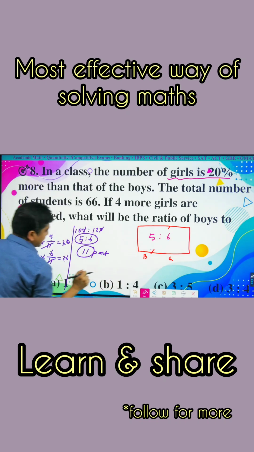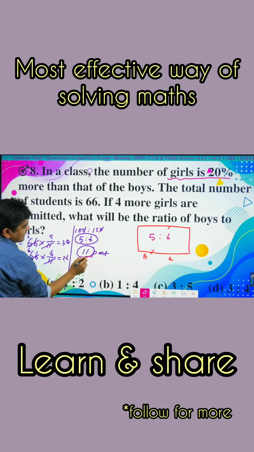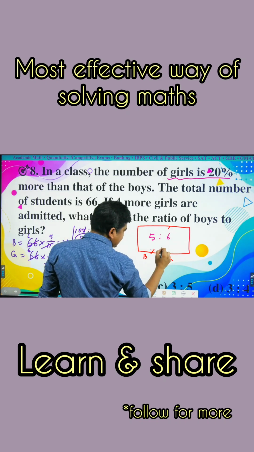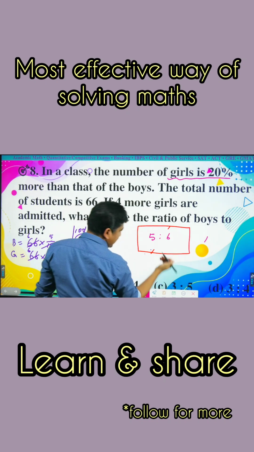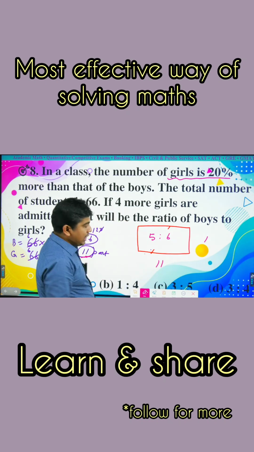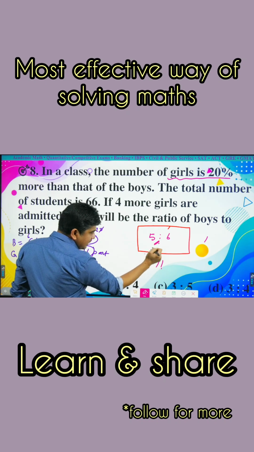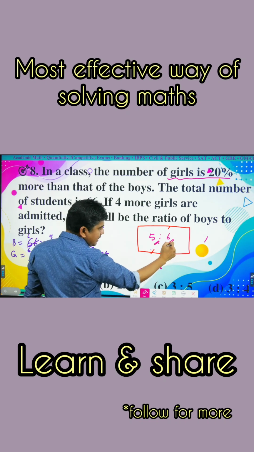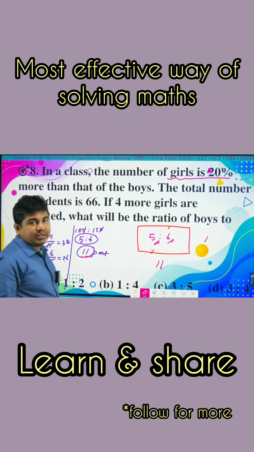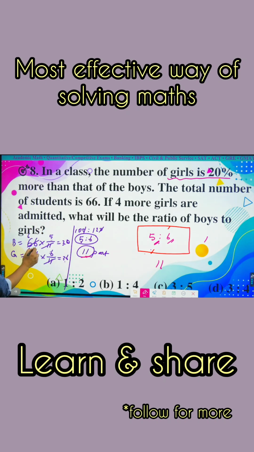5 part and 6 part, in total 11 part. Out of this 11 part, 5 plus 6 in total 11 part. Boys and girls total 11 part. Out of this 11 part, boys is 5 part. Out of this 11 part, girls is 6 part. Total number of students 66.